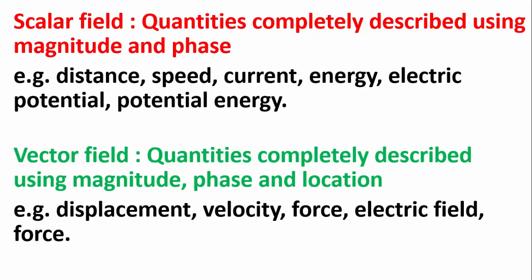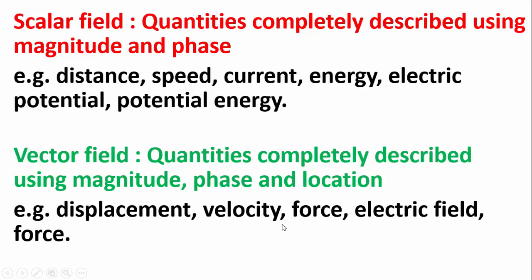We know what is scalar field. Scalar field is a field or a quantity which can be completely described using only magnitude. Example distance. Magnitude पता है काफ़ी है. Speed कितना है पता है काफ़ी है. कौन सी दिशा में इसकी ज़रूरत नहीं है. It is called as a scalar field. Current कितना एम्पियर है. That is enough. कौन सी दिशा में बह रहा है, it is not important. Energy, electric potential, potential energy, all these quantities or fields are called as a scalar field.